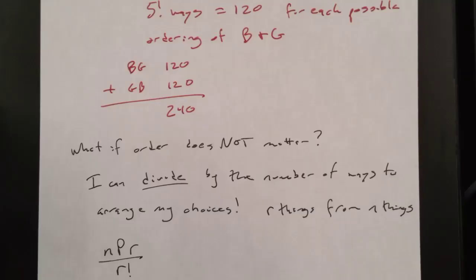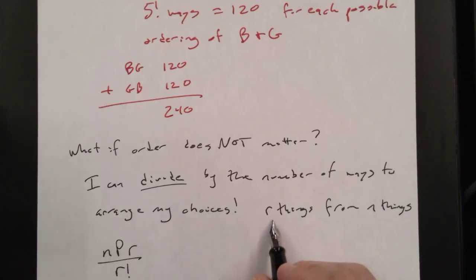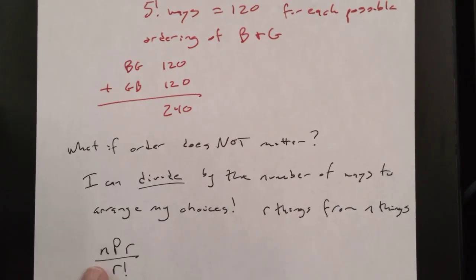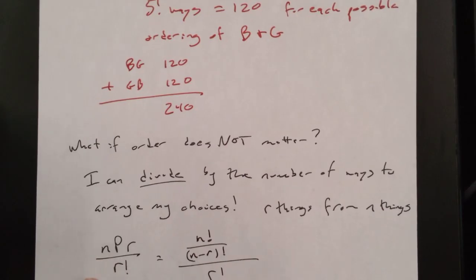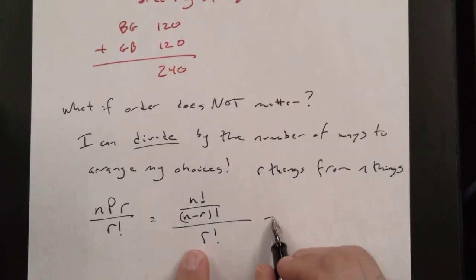I chose 3 of you, so I'm going to divide by 3 factorial. If I choose 6 people, I'm going to divide by 6 factorial. I'm going to divide by however many ways there are to arrange that group. Wait a minute. Here's this formula. This is n factorial over n minus r factorial. And now I'm dividing by another r factorial. Take this out of the bottom and flip it over.